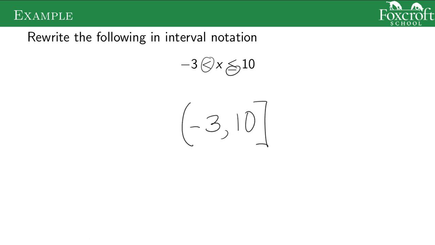All right, so that's the shorthand way, the interval notation way, of writing that interval. It's everything from -3 to 10. I'm not including -3 because it's curved. I am including 10 because it's square.